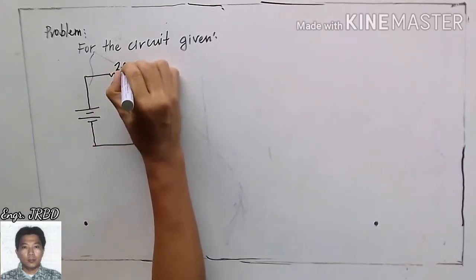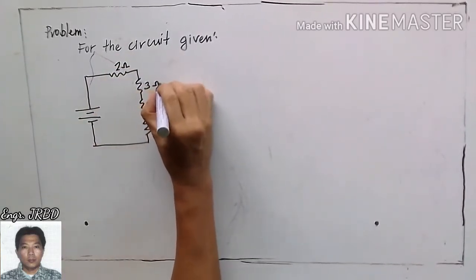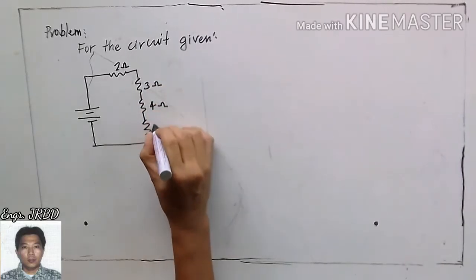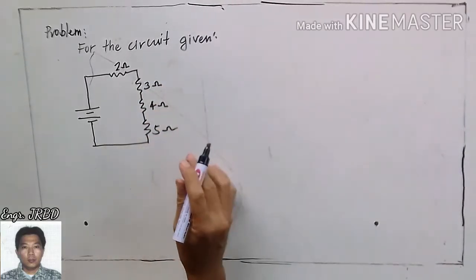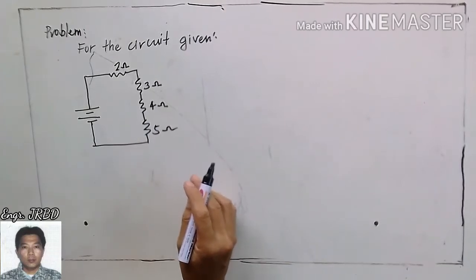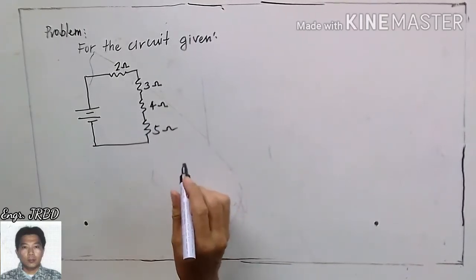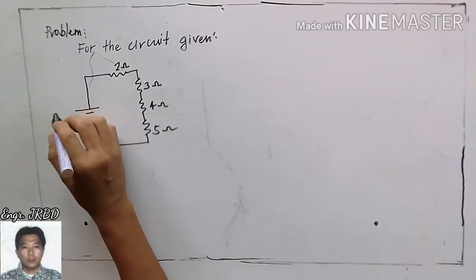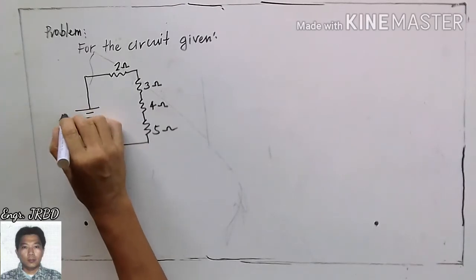Supposing that this is your 2 ohms, 3, 4, 5. Okay, this is 48 volts.